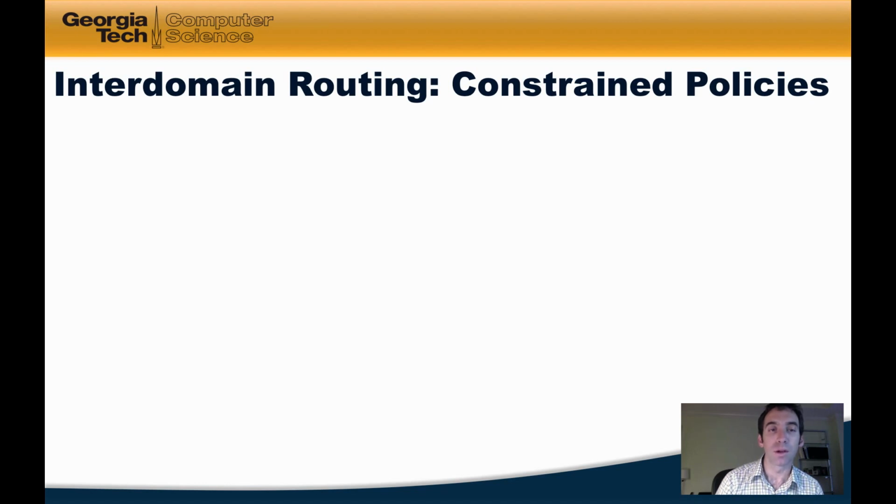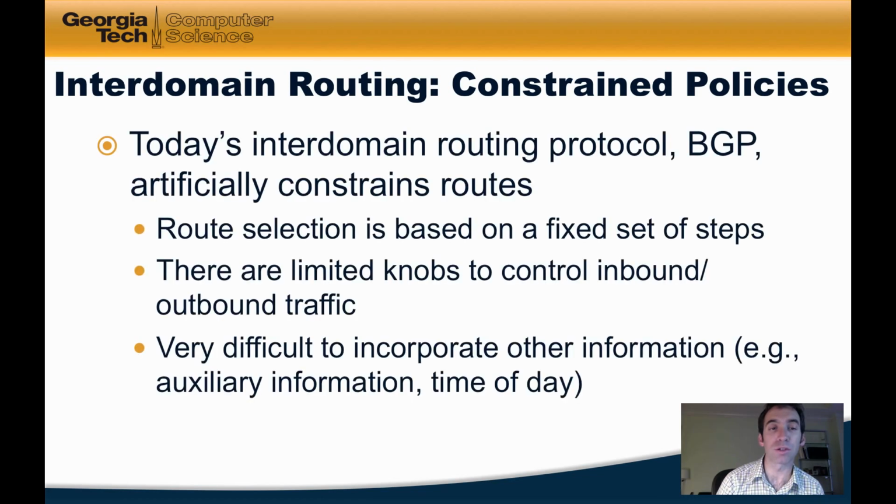So let's jump into the first example, which is benefits of control and data plane separation in the wide area. So if you know anything about interdomain routing, or perhaps you remember it from your undergraduate networking course, you may remember that policies, or ways to set policies in interdomain routing protocols, are very constrained. Today's interdomain routing protocol, the Border Gateway Protocol, or BGP, artificially constrains routes that any particular router in the network can select. That's because route selection is based on a fixed set of steps, and there are a limited number of knobs to control inbound and outbound traffic.